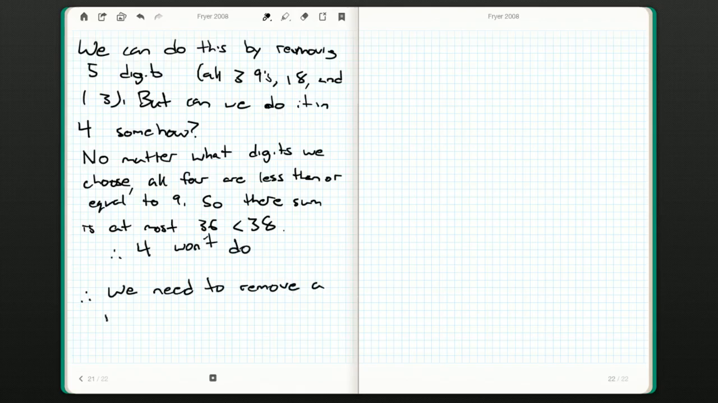So to get 130, we need to remove a minimum of 5 digits. And there's probably a couple ways you can do it. It's not just the 3 9s, the 1 8, and the 1 3. You could probably, I don't know, 3 8s is 24, and then remove a 9, that's 33, and then you could remove 1 5. There's probably a lot of ways to remove a minimum of 5 digits. But we know it can be done with 5, and then we showed it can't be done with 4. So we justified why 5 is necessarily the minimum.